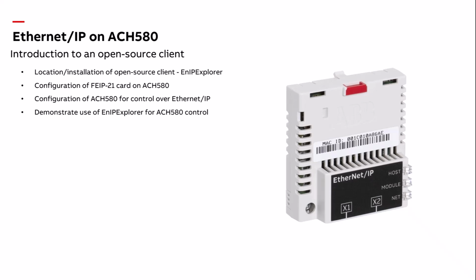Here's a list of the topics that we'll cover in the remainder of this video. We'll begin with the location and installation of this open source client. And then next we will configure the FEIP card on the ACH580. So I've got a demo case here with the ACH580 and this Ethernet card installed. We'll follow up with configuration of the ACH580 for control over Ethernet IP. And then finally, we'll demonstrate the use of this Ethernet IP client to control the ACH580.